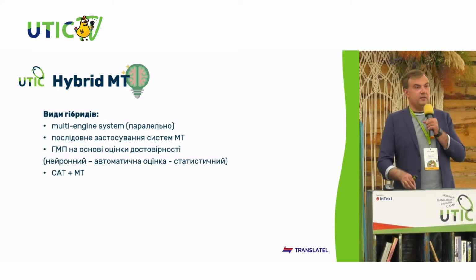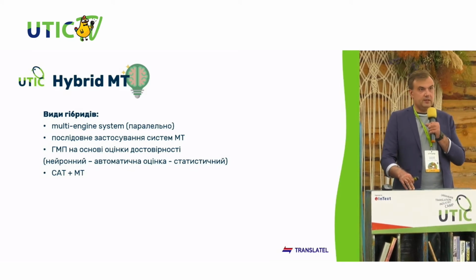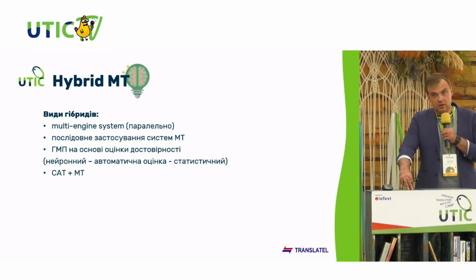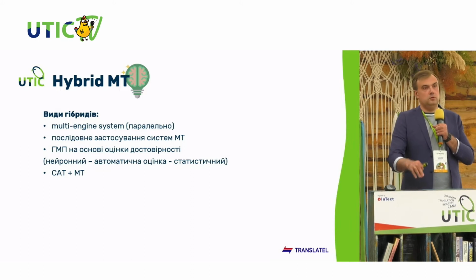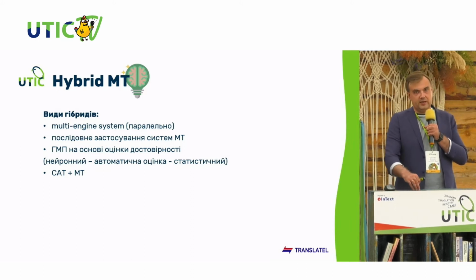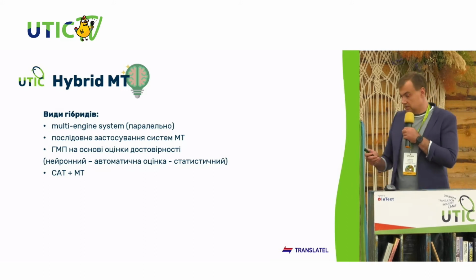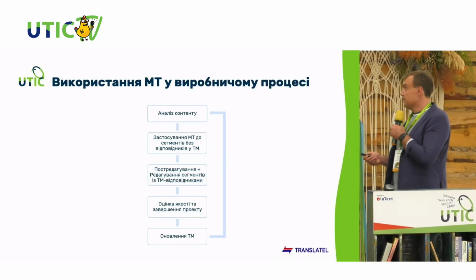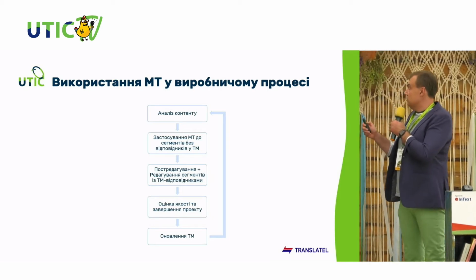Another hybrid is when you combine your CAT and your MT. If you get a good match, you use it. If it's a no match, then the machine steps in and proposes a machine translation that you would need to post-edit. This is a quite common hybrid solution.